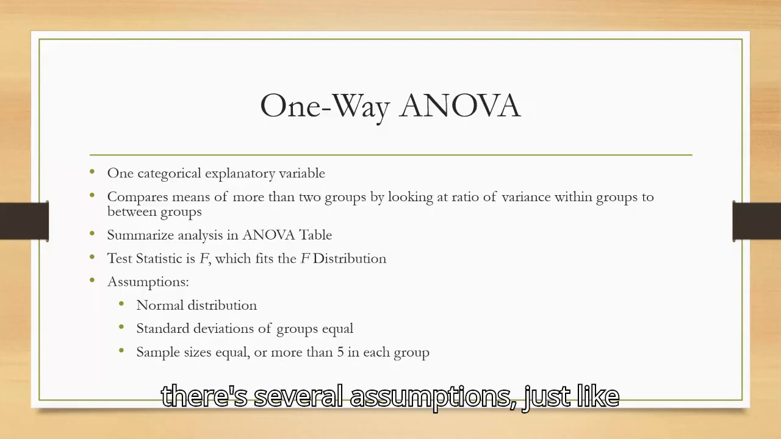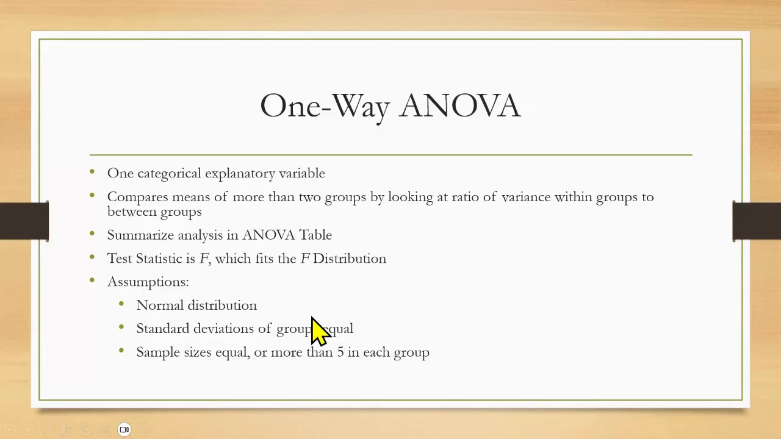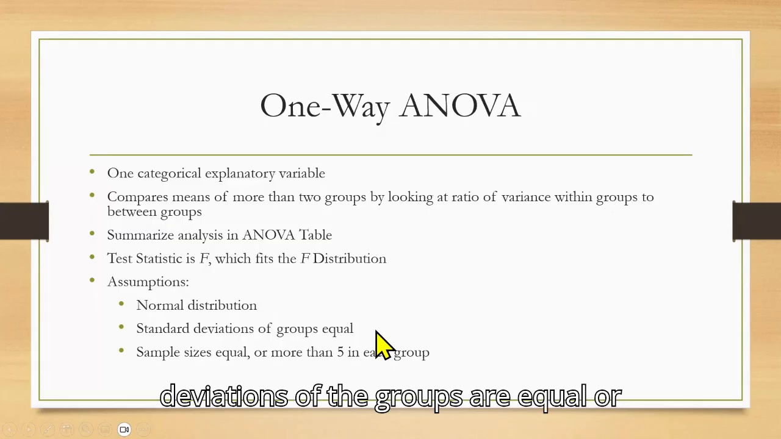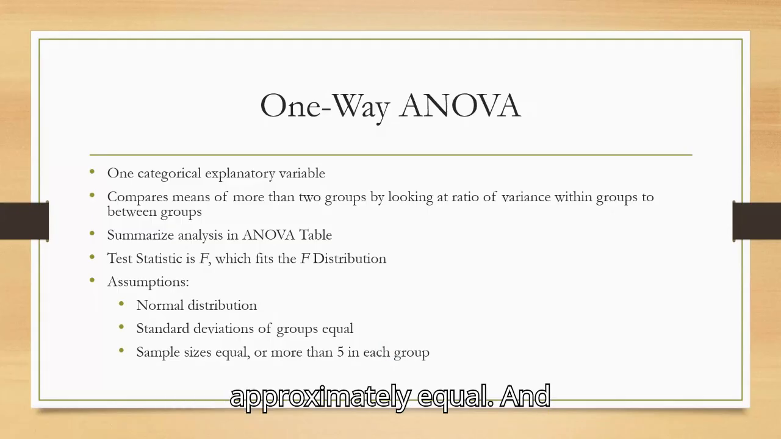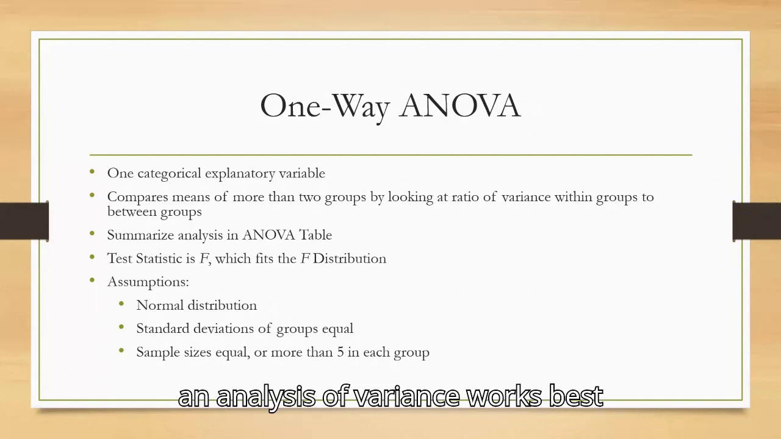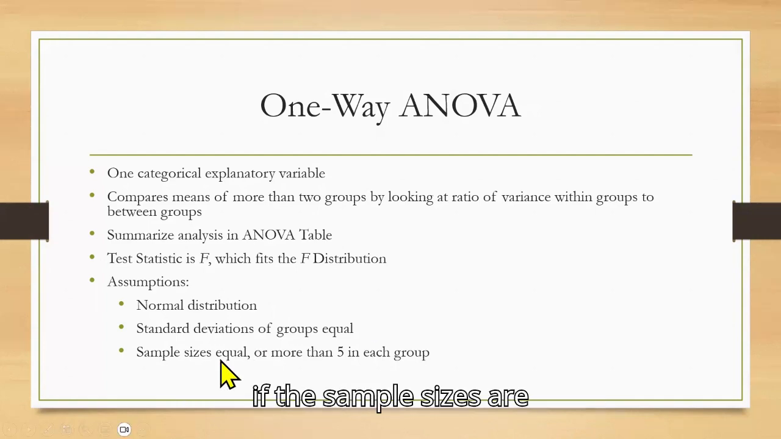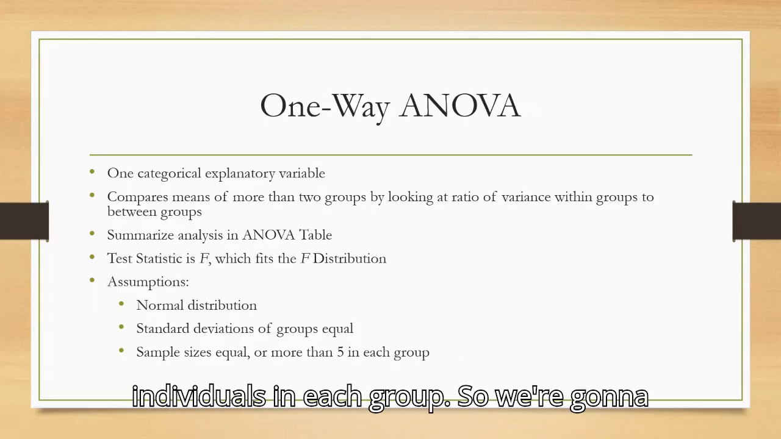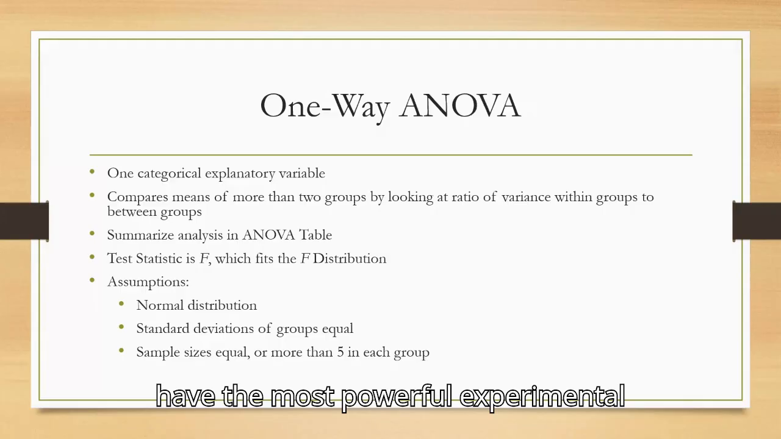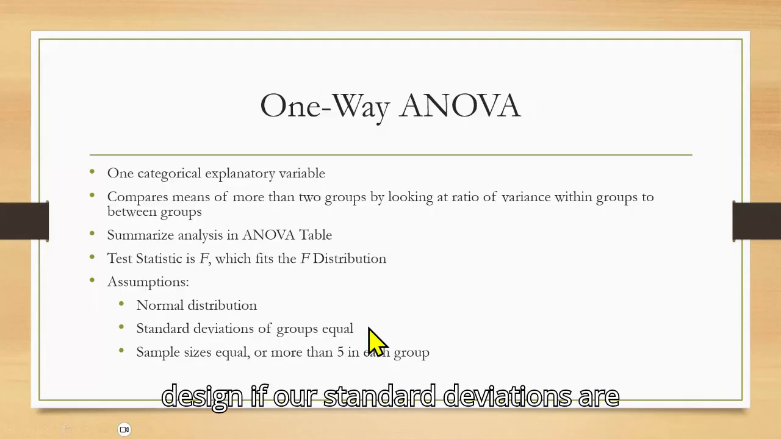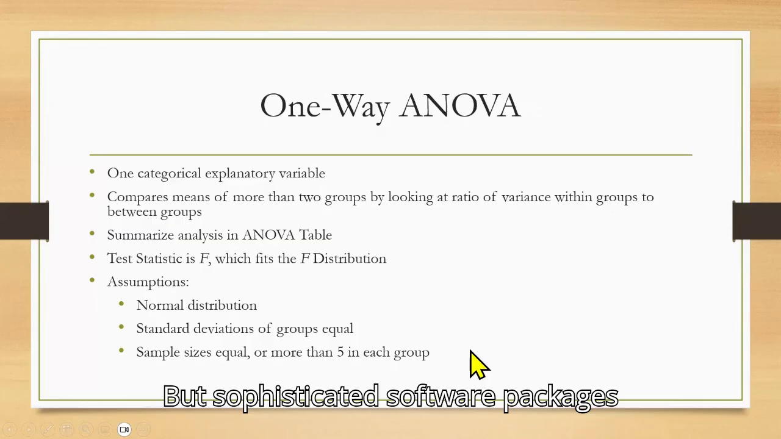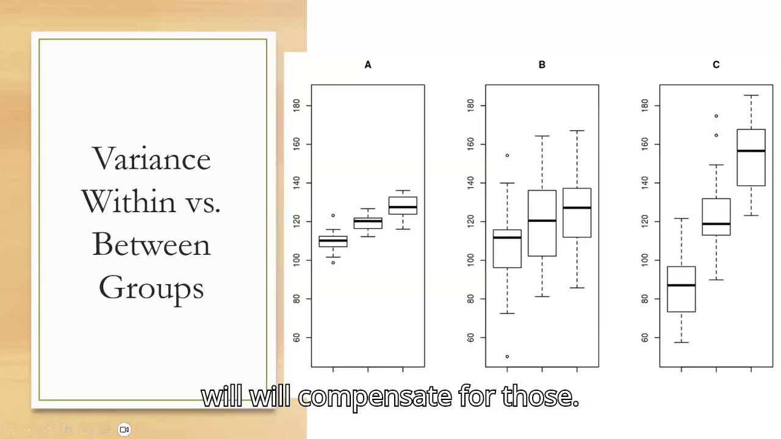And there are several assumptions, just like for t-tests: that the data, our response variable, has a normal distribution, that the standard deviations of the groups are equal or approximately equal. And an analysis of variance works best if the sample sizes are equal, or if they're unequal, that there's at least 5 individuals in each group. So we're going to have the most powerful experimental design if our standard deviations are equal and our sample sizes are equal. But sophisticated software packages will compensate for those.